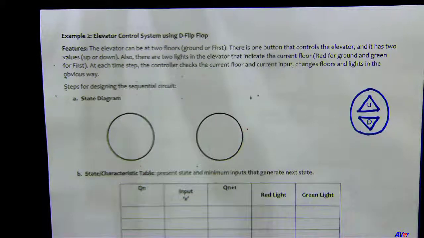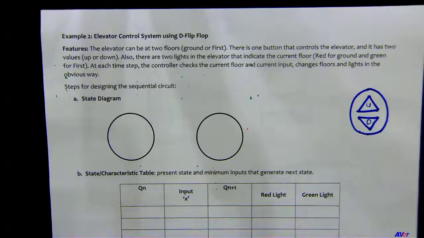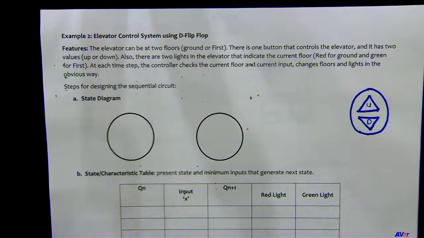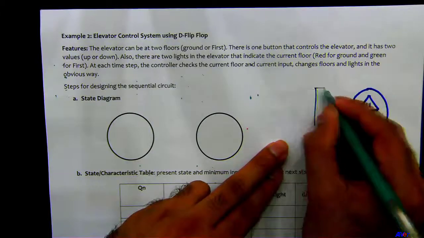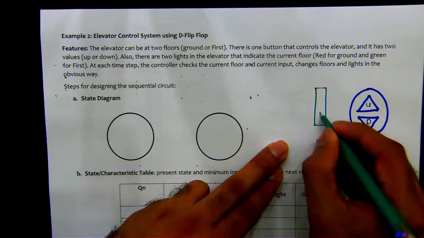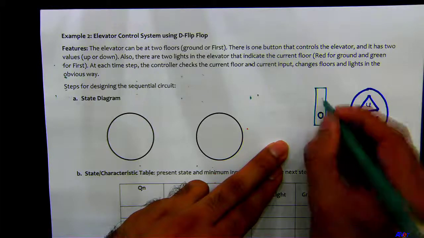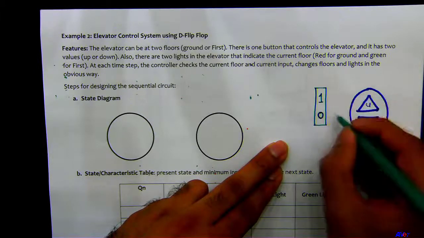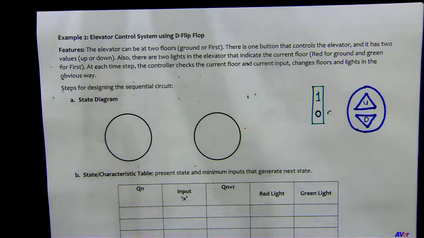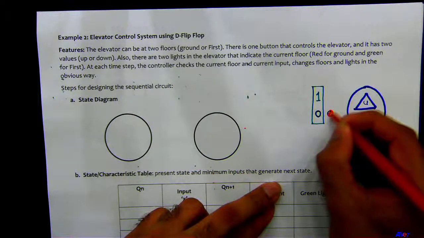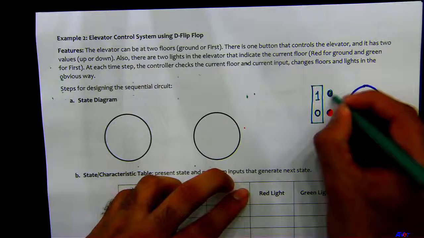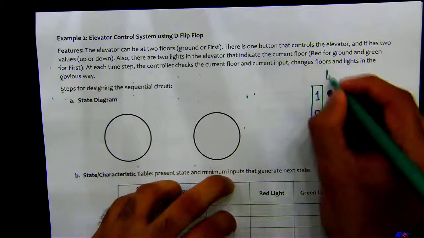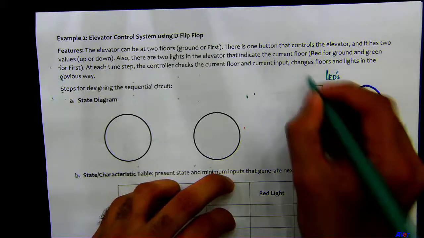Also, there are 2 lights in the elevator that indicate the current floor. Red for ground and green for first floor. So say they have something like this. Floor 0, this is the ground floor. First floor. So here is an LED, red LED here, and then green LED here. These are LEDs, okay? And this is the floor.